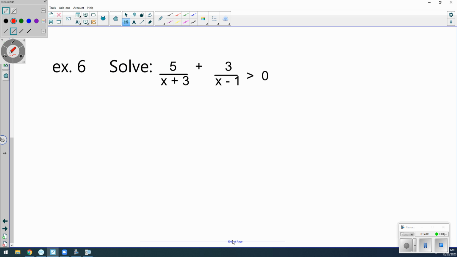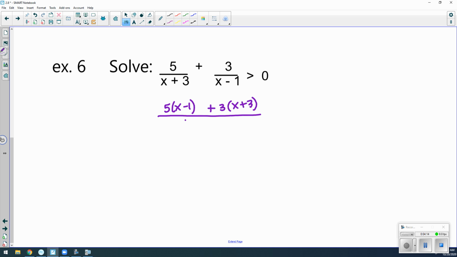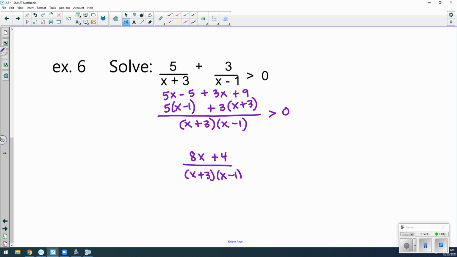In example 6, I have 2 rational expressions. What I need to do is write this as one big rational expression. So I'm going to think of 5 times x plus 1 plus 3 times x plus 3. I'm multiplying like so to get a common denominator of x plus 3 times x minus 1. Now in the numerator, I'm going to distribute and combine like terms. This becomes 8x plus 4 over x plus 3 and x minus 1.